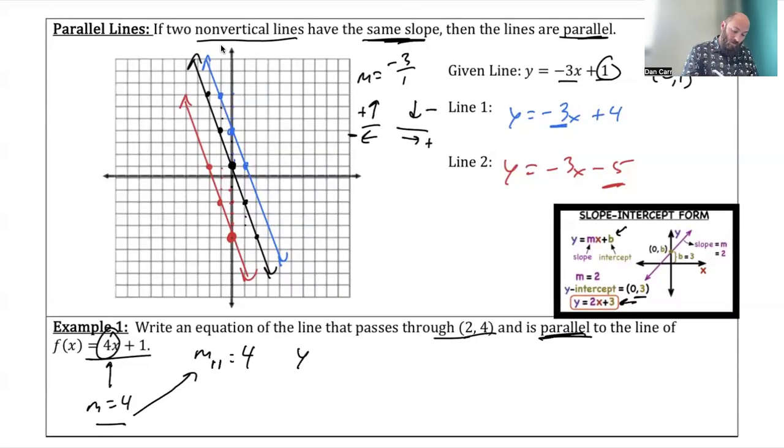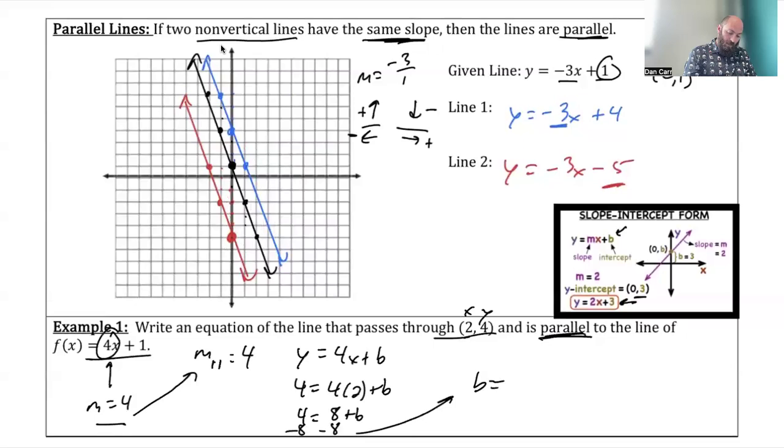So if I plug that into my slope-intercept form, that is y = 4x + b. But I need to find the b value now. And that's where my x and y come into play. So if I plug in the 4 for y and the 2 for x, now I have an equation that I can solve for b. I just need to multiply and subtract it out. So that's 4 equals 8 plus b. And then I subtract 8 from both sides, and I get b is equal to negative 4.